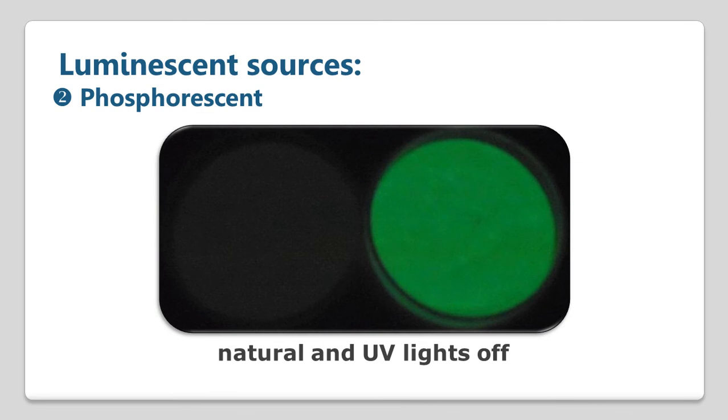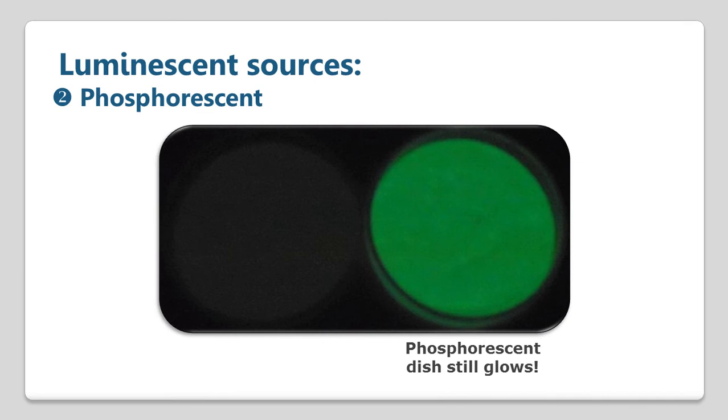This highlights the major difference between these two types of light sources. Fluorescent sources emit light immediately. If you stop the energy source, they stop emitting light. Phosphorescent sources emit light slowly and continue to do so even after the UV source is removed. Cool, right?